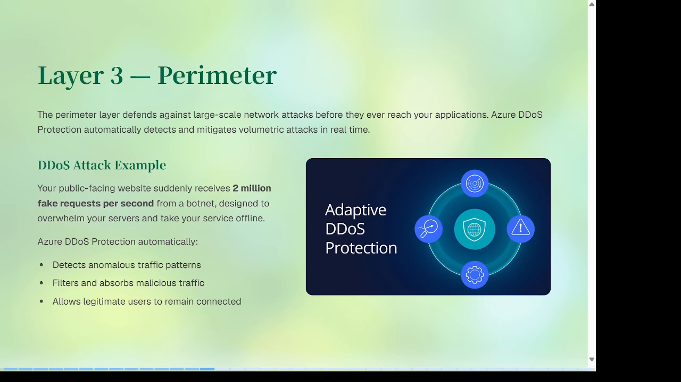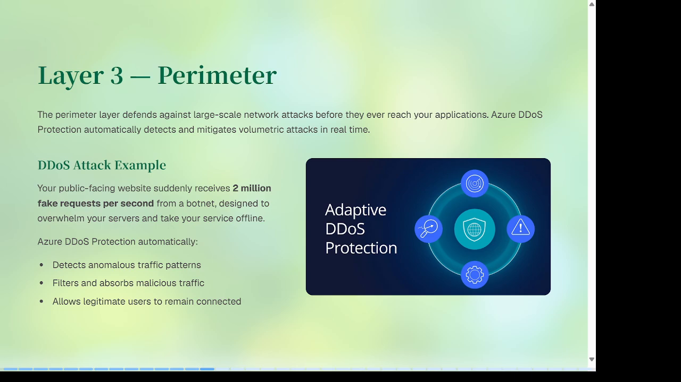If your website receives millions of fake requests from bots, is that a problem at the application level or the network perimeter level? The correct answer is the perimeter layer, because the attack happens before reaching the application. The perimeter layer protects against DDoS and large scale attacks. Azure DDoS protection automatically mitigates traffic floods. It ensures availability of applications even under attack.